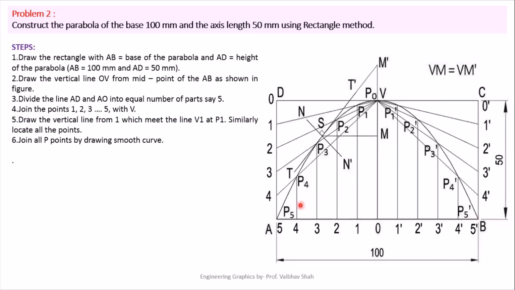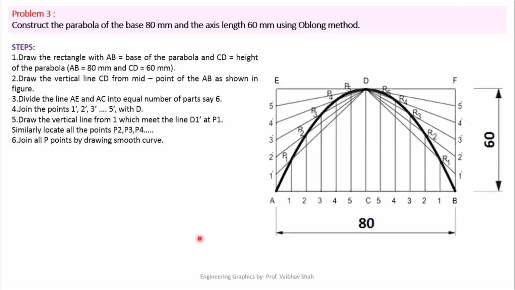After getting all of these points, you just use your pencil and draw a dark smooth line to complete this curve. And this curve is finally your parabola, which has 100 mm as a base and height of axis equal to 50 mm. Very easy example. So let us see one more example.